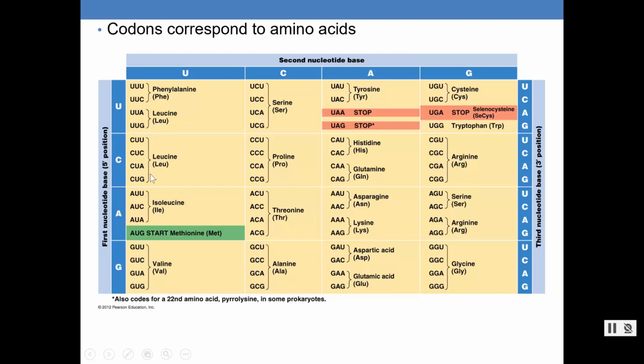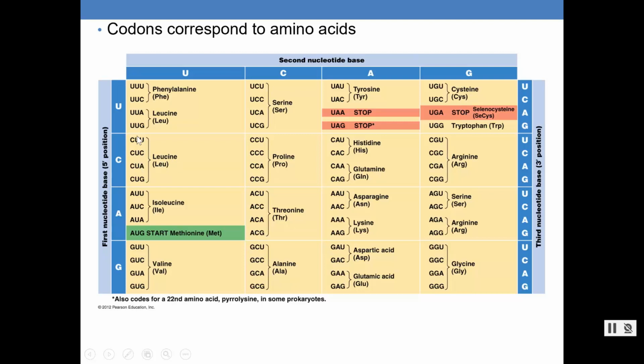There is some redundancy here. Now, CUU will always give you leucine. There's no ambiguity in that. The correct amino acid will always get placed in with CUU, but so will CUC. That will place down leucine as well.